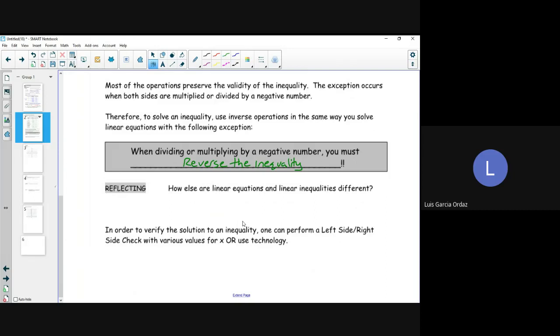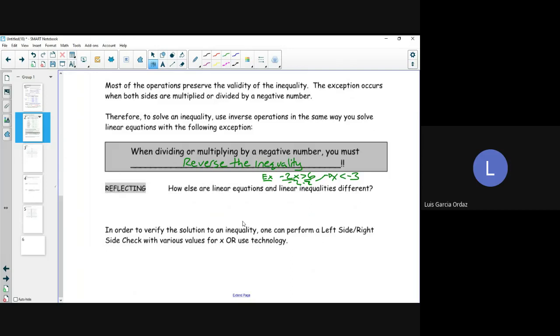Okay? So for example, let's just say we have negative 2x greater than 6. Divide both sides by negative 2. Now to keep this inequality true, we get x is less than negative 3. Okay? So now when you sub those x's less than negative 3 back into the original inequality, you will find out that negative 2x will always be bigger than 6 for x less than negative 3.